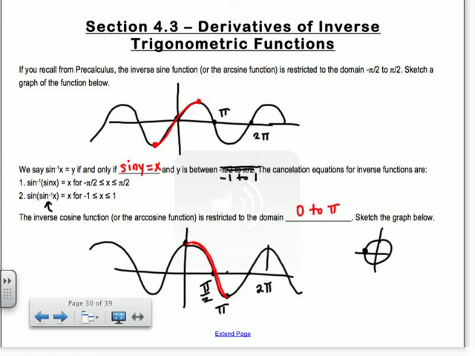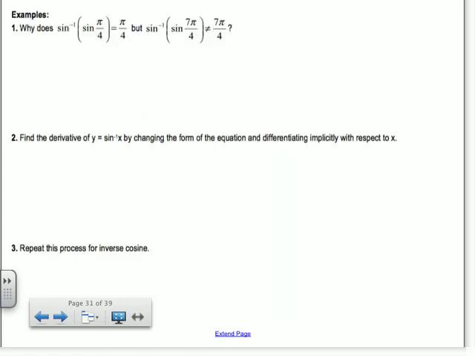Okay, so question: why does inverse sine of sine of pi over 4 equal pi over 4, but inverse sine of sine of 7 pi over 4 not equal 7 pi over 4? So let's think about it. Let's go from the inside and work our way out. Okay, so I have inverse sine of sine of pi over 4. What is the sine of pi over 4? Root 2 over 2.